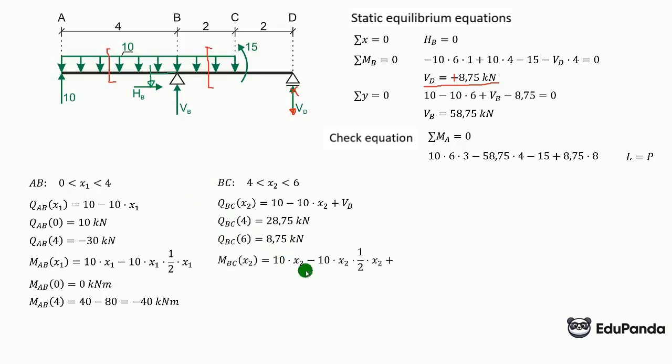Now the moment. We have 10 at arm x2, minus 10 times x2, meaning the resultant from the distributed load, times 1/2 of x2, which is the arm of this resultant. And we also add the reaction Vb at arm x2 minus 4. So we substitute into this equation once 4 and once 6. We get minus 40 kNm and minus 2.5 kNm.